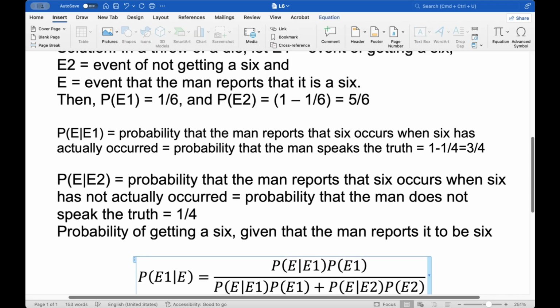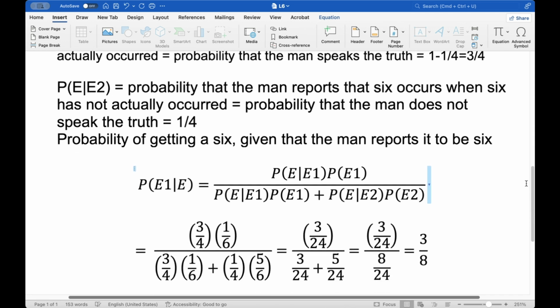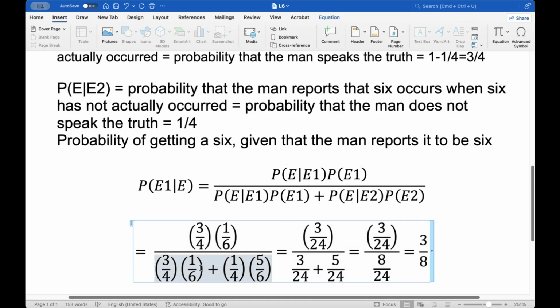We want the probability of getting a 6 given the man reports it to be a 6. So that's E1 given E. We reverse that around, E given E1. E given E1 is just speaking the truth, which we know is 3/4. And then the probability of E1, getting a 6, is 1 out of 6. And then downstairs, notice it's the same term in the front, 3/4 times 1/6.